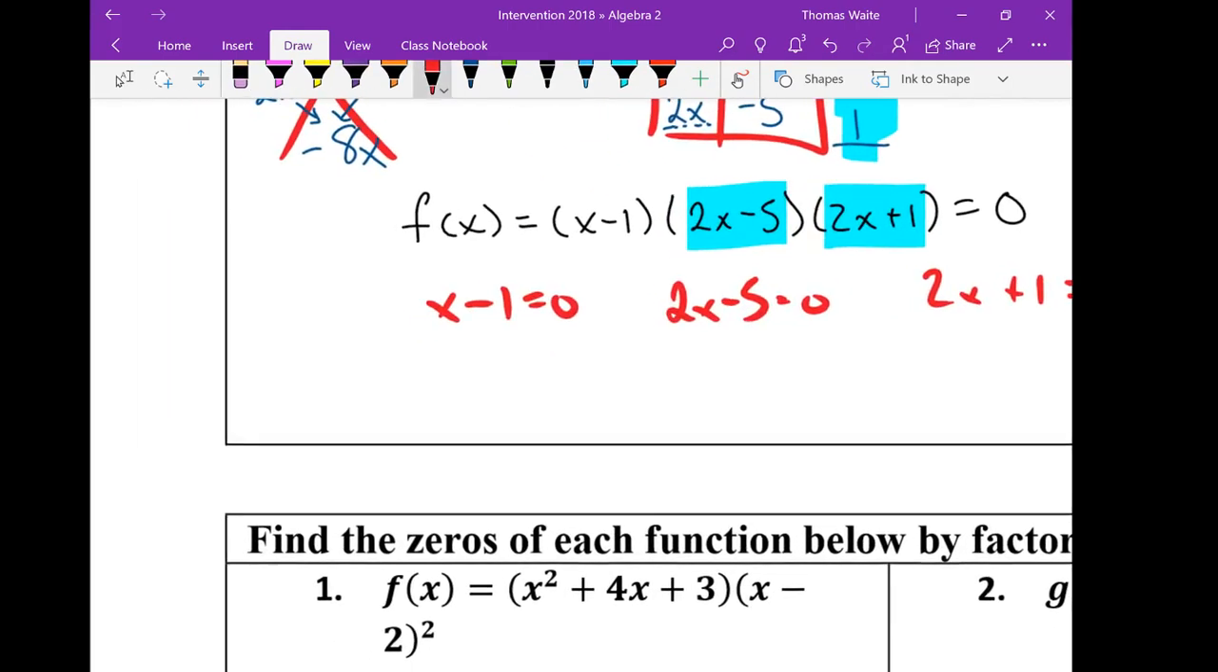All right, the first one's pretty easy to solve. We're just going to add 1. So we're going to get x equals 1. That is a 0 of our function. That's a value of x that when we plug it into our original function, will make it equal 0.